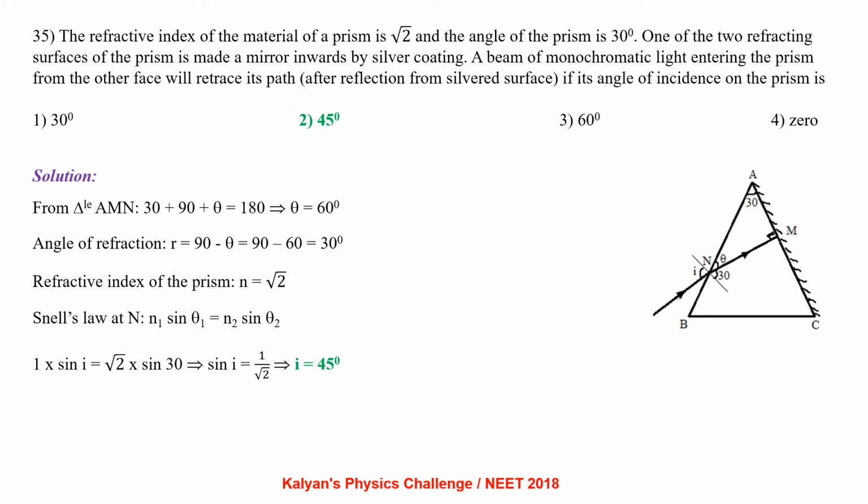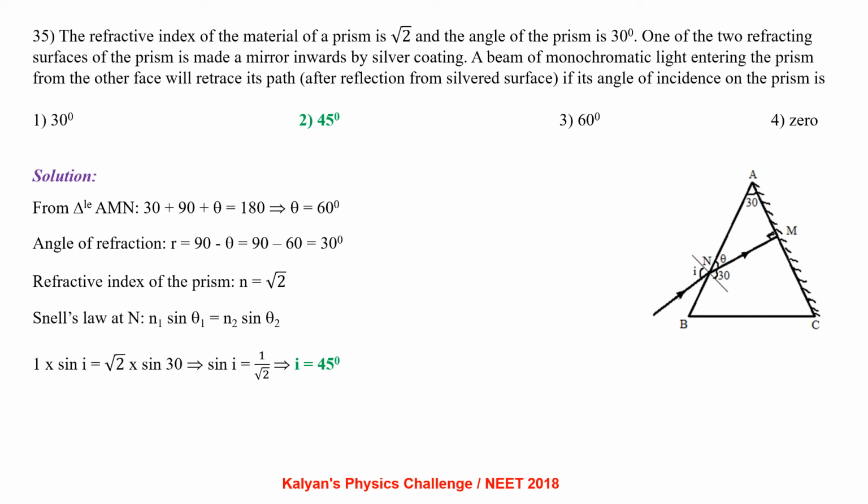The refractive index of a material of a prism is root 2 and the angle of prism is 30 degrees. One of the two refracting surfaces of the prism is made a mirror inward by silver coating. A beam of monochromatic light entering the prism from the other face will retrace its path if its angle of incidence on the prism is. See the diagram carefully, take your time.